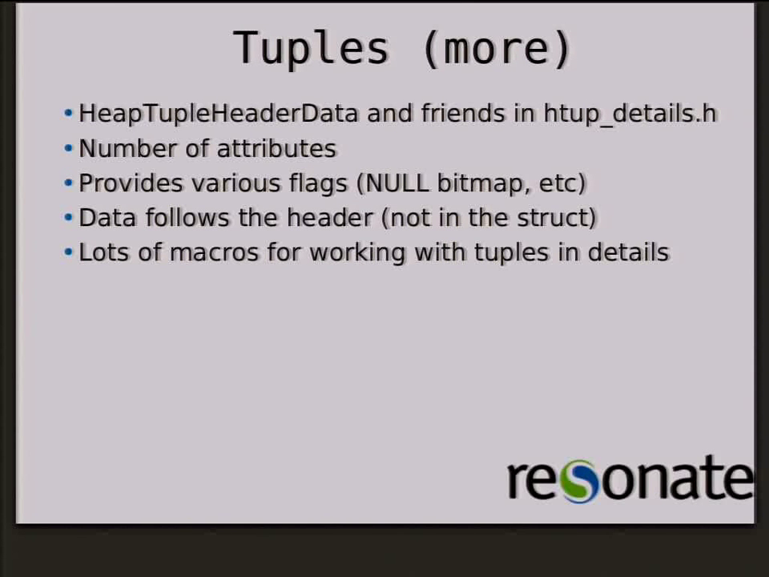I think I hit on this already, but heap tuple header data in htup_details.h has additional details about heap tuples. It includes a number of attributes. Whenever we have a tuple, we have a bitmap along with some other flags that tell us where all the nulls are in it. So we don't actually store nulls inline anywhere. It's just a bitmap at the beginning of the tuple that says these positions have null values, so we never actually have to store them. And then the data actually follows the header.